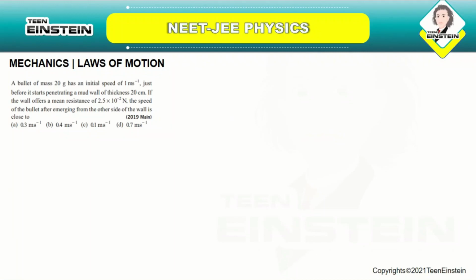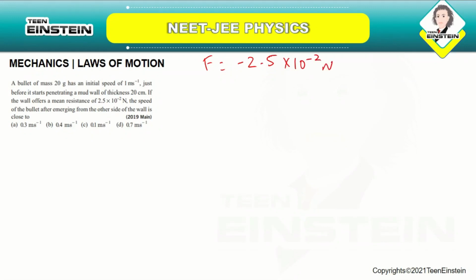A bullet of mass 20 grams has an initial speed of 1 meter per second just before it starts penetrating a mud wall of thickness 20 centimeter. If the wall offers a mean resistance of 2.5 into 10 power minus 2 Newton, the speed of the bullet after emerging from the other side of the wall is close to. So here they have given the resistance offered by the wall as F is equal to minus 2.5 into 10 power minus 2 Newton.